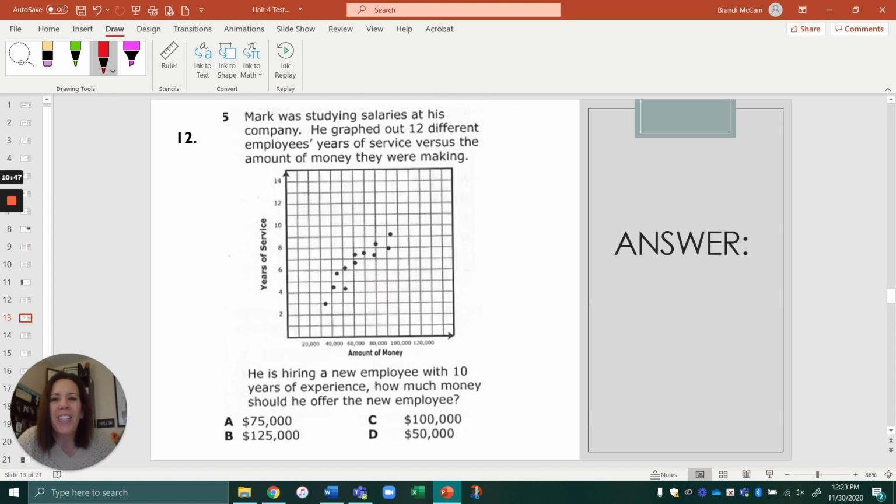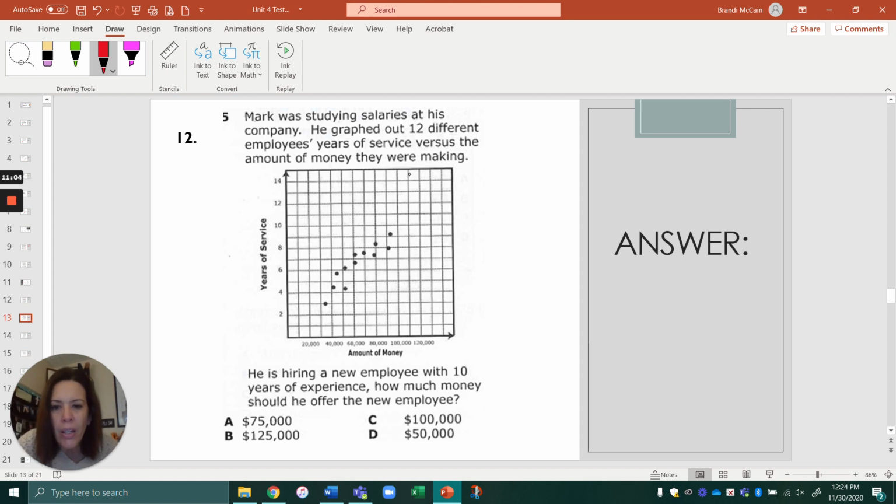All right, number 12. Mark was studying salaries at his company. He graphed out 12 different employees. He is hiring a new employee with 10 years experience. So 10 years experience is here. So this is our line here. How much money should he offer the new employee?